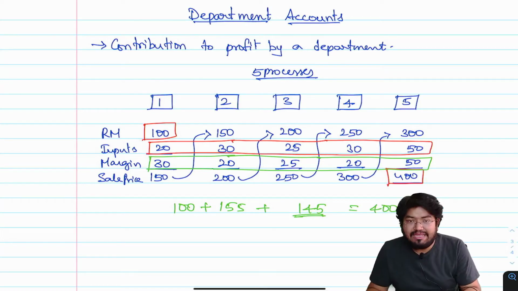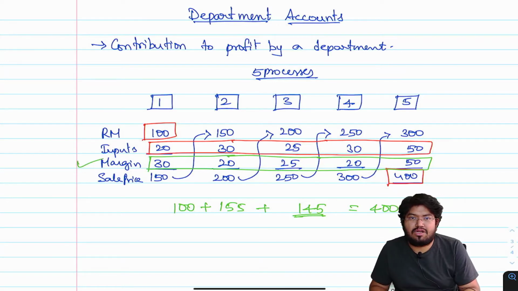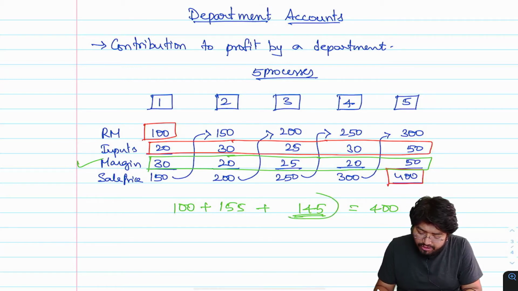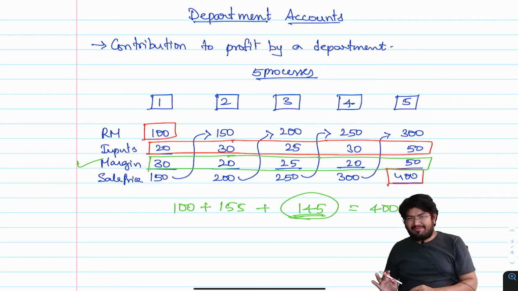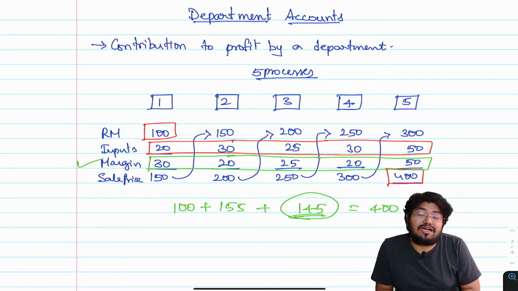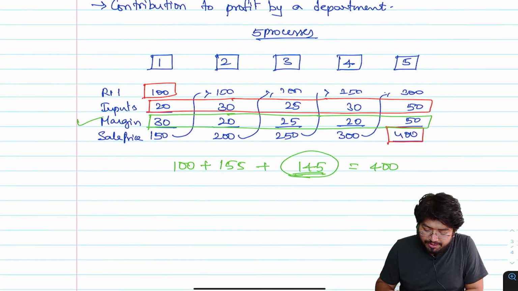If I don't give this breakup of margin, anybody would tell that 145 rupees is the profit made by the company. That's all. They will not tell how much profit is earned by which department. Yes or no? So for this purpose, you need to calculate department accounts. You need to prepare department accounts.